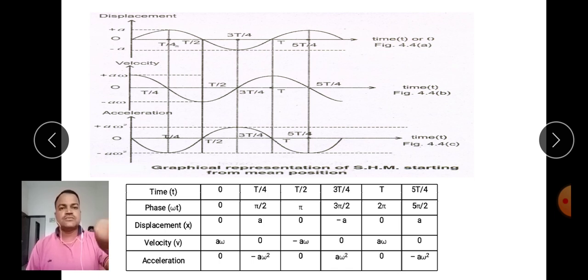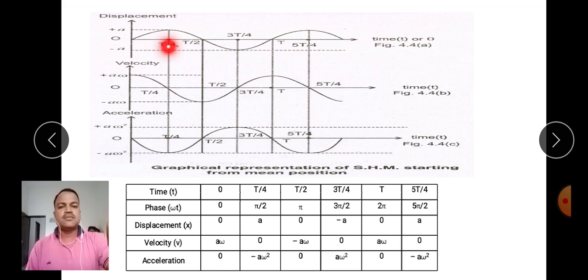So first we see the first graph. This is displacement versus time. First we draw these lines on the paper. Displacement is equal to 0. Here displacement is equal to 0.